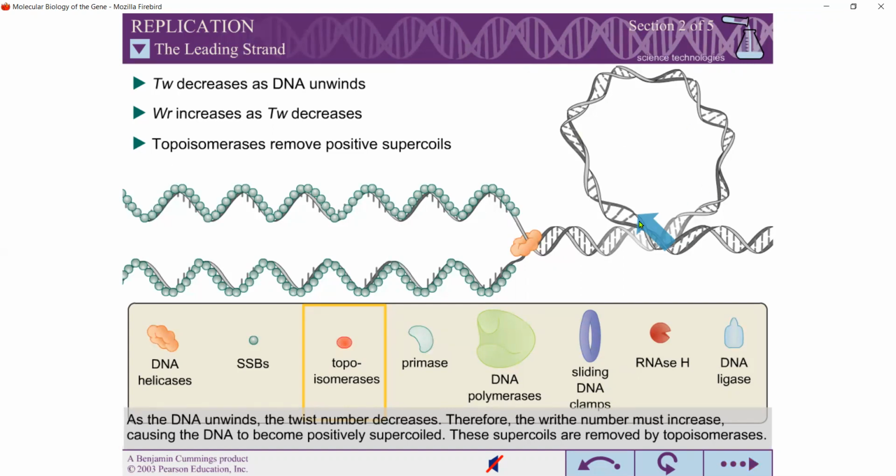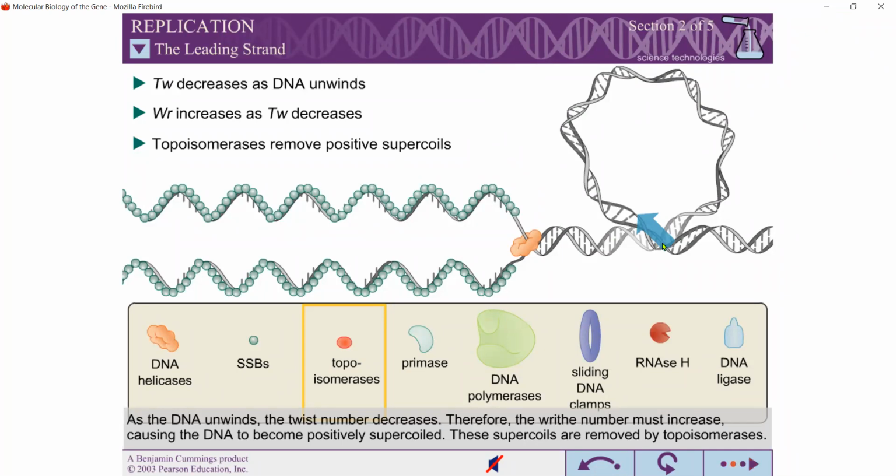Now, if there are supercoils in the DNA, how will the helicase move forward? So, there are enzymes known as topoisomerases. What they do is help in removing the supercoils that are found in the unreplicated double-stranded DNA part in front of the replication fork. Once the supercoils are removed, then the helicase can move forward without any hindrance.